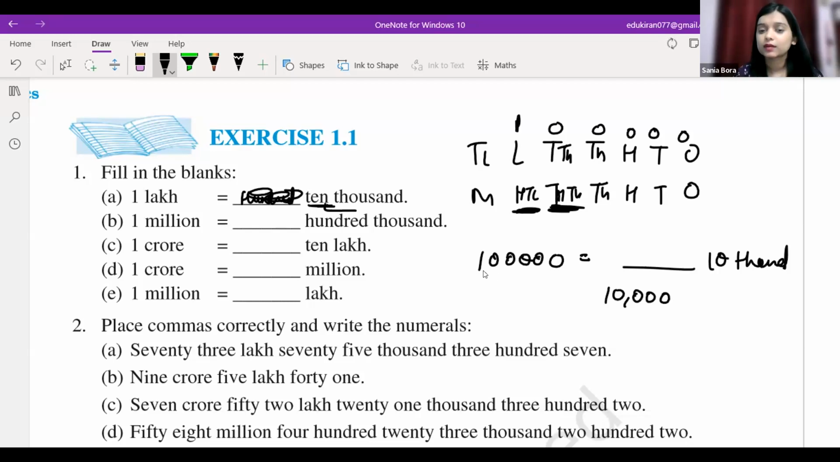One zero is missing. So if you multiply this 10,000 with 10, you will get this. It will come here. Now it is in 10,000 here, right? So you need to jump how many? 1. So you will write here 10. Clear? Yes. Now for 1 million.